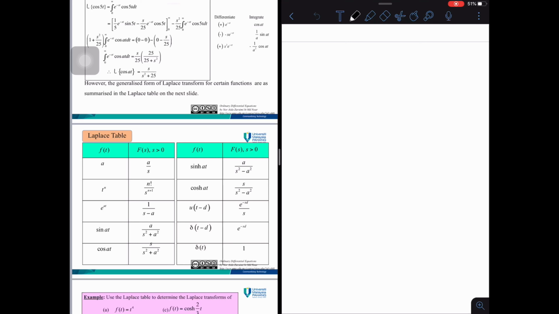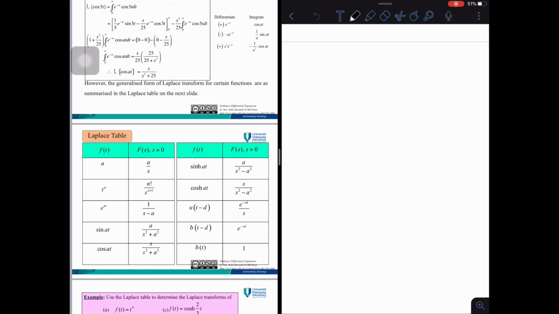Then we have a formula to find the Laplace transformation for the unit step function u(t minus d), where the formula is exponent negative sd over s. Therefore, we need to know the value of d. The same goes with the function delta (t minus d), where the Laplace transformation is equal to exponent negative sd. And delta t will give you the Laplace transformation equal to 1.